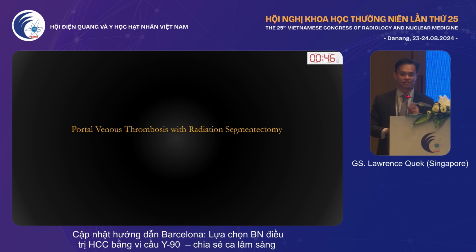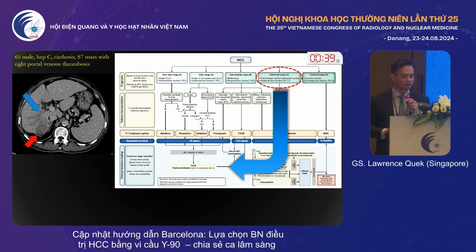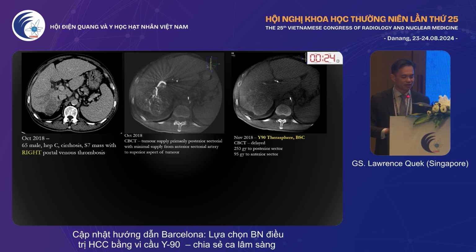Portovenous thrombosis and radiation segmentectomy. Under the guidelines, it is very clear: systemic treatment. Here is a patient that we had, a 65-year-old male, Hep C cirrhosis, segment 7 mass with right portovenous thrombosis. As you can see, the tumor is in the red arrow, and the blue arrow shows the portovenous thrombosis. It's likely that there's tumoral involvement, given the plum-looking appearance. This is the planning stage that we've done.